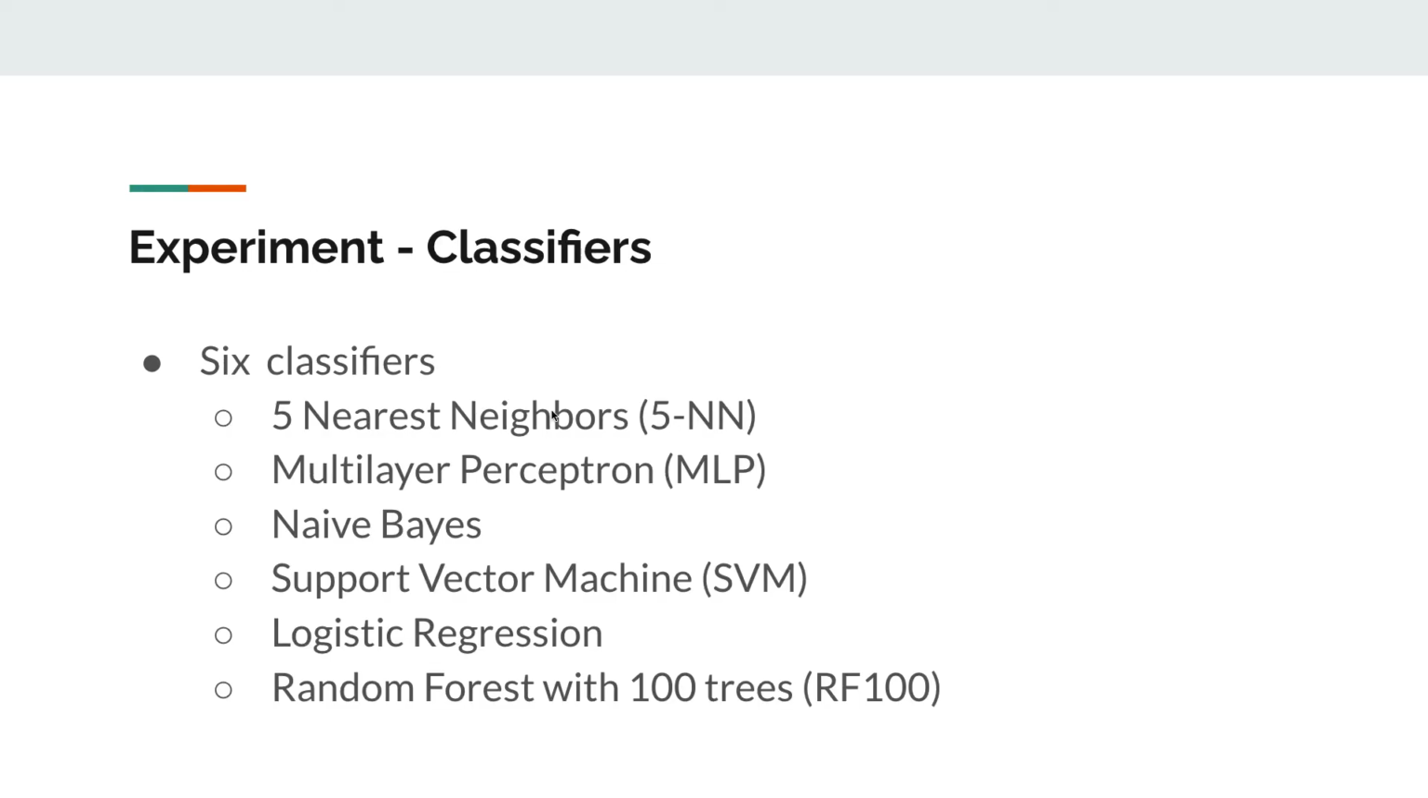Regarding the classifiers, the paper tested 6 classifiers. They are 5 nearest neighbors, multi-layer perceptron, naive Bayes, support vector machine, logistic regression, and random forest with 100 trees.